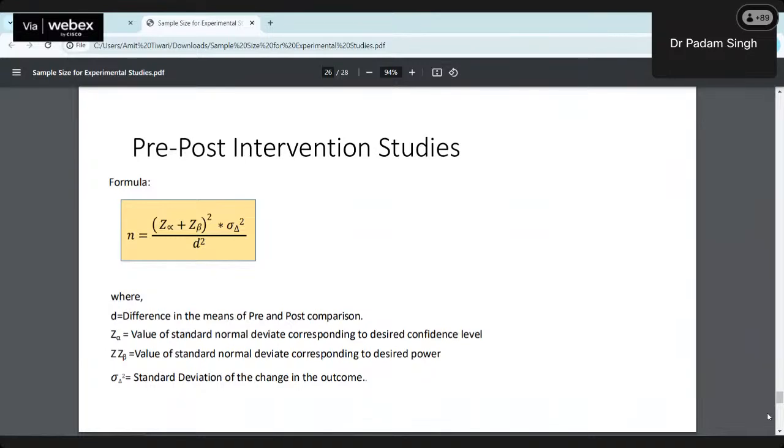So here the difference in the mean hemoglobin level pre and post. Z alpha is the same way which I defined earlier. And sigma delta square, ये होगा standard deviation of the change. Please note, standard deviation of the change. जब change का standard deviation निकालेंगे, तो we will have pre values, we will have post values. जो इसका difference आएगा ना, उसकी basis पर.